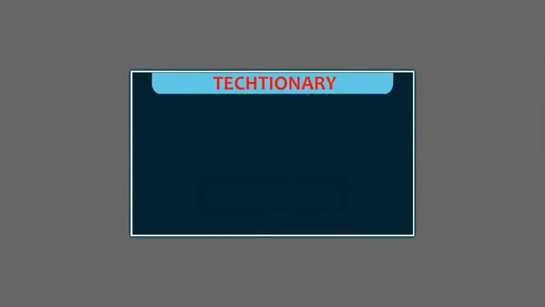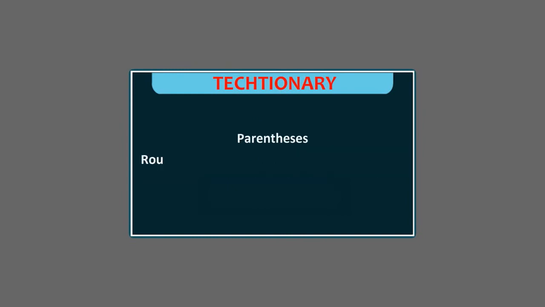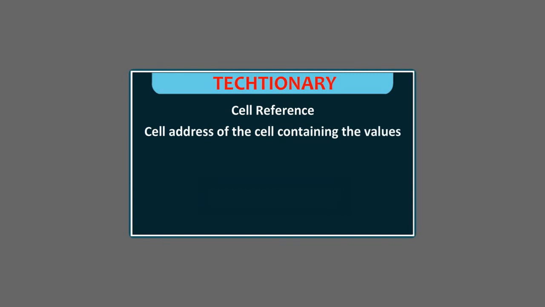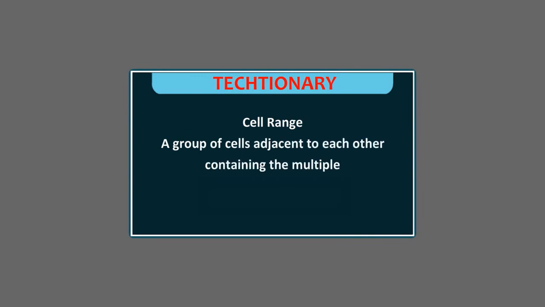Dictionary. Operators. Special characters like plus, minus, multiplication and division that specify the arithmetic calculations to be performed. Parenthesis. Round brackets used to enclose cell ranges. Concatenation. Joining of two or more strings. Cell reference. Cell address of the cell containing the values to be used in a formula. Cell range. A group of cells adjacent to each other containing the multiple values to be used in a formula.